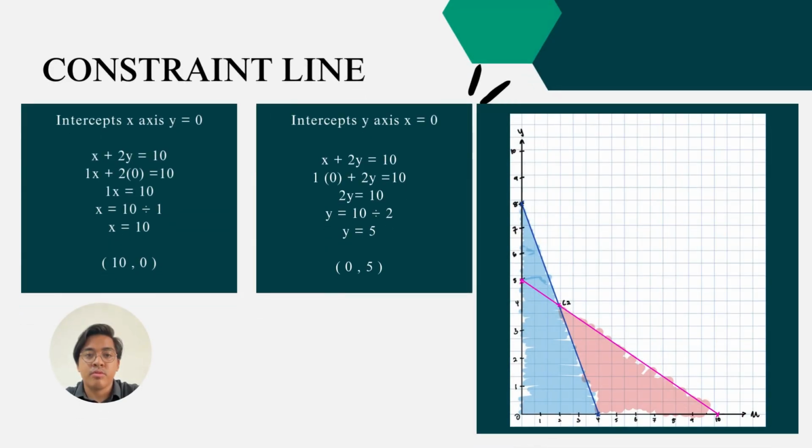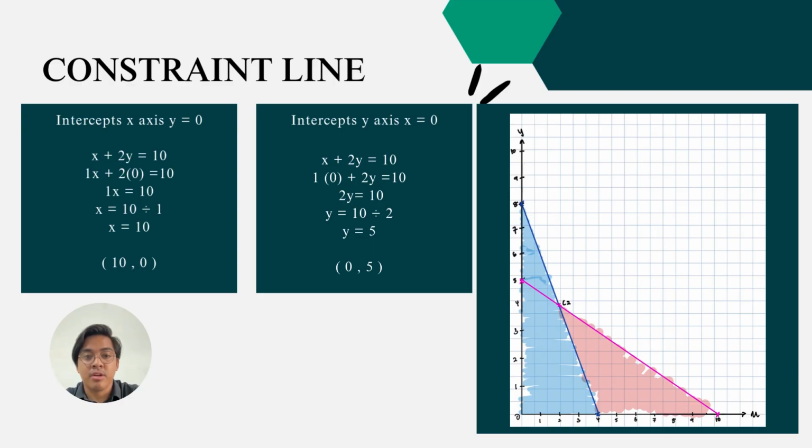Now let's move on to adding a second constraint to our graph. This time we're working with the equation x plus 2y equals 10. As before, we start by finding the intercepts to help us draw the line. First, for the x-intercept, we set y equal to 0. Substituting into the equation, we get x plus 2 times 0 equals 10, which simplifies to x equals 10. So the x-intercept is at the point (10, 0).